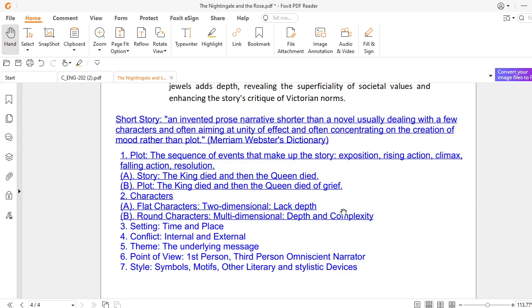Then we have theme. The underlying messages are called the theme. Point of view means the way that a story is narrated, the way that a novel is narrated. This is called the point of view. There are three points of view, but I have written two here. One is first person narrator, the other is third person omniscient narrator. First person narrator means that the story is narrated by the character in the first person.